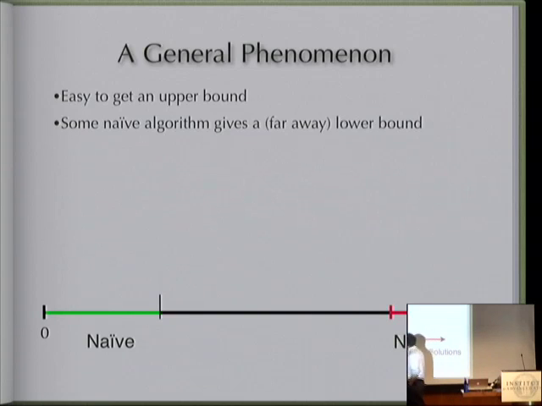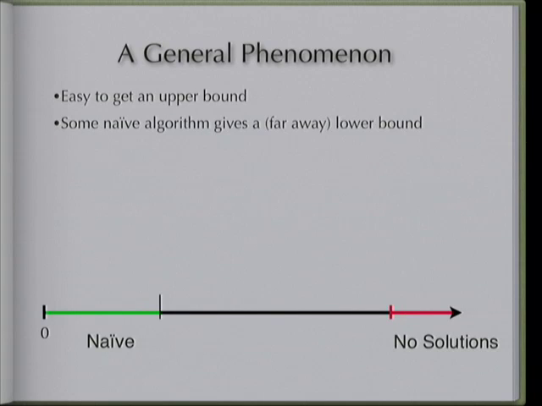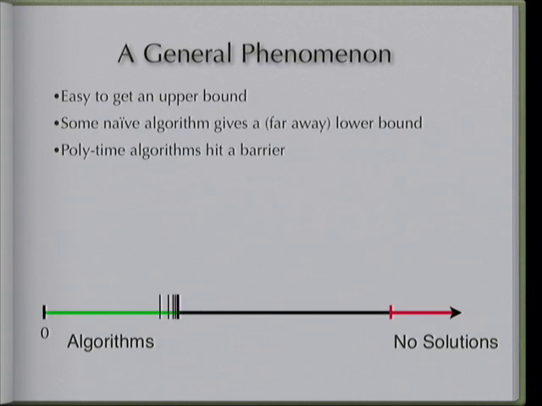Now, similarly to the easy upper bound, one can often analyze some naive algorithm that gives a faraway lower bound. And if you work harder, you can analyze something which is a bit more sophisticated, but in all these cases, it seems that we're hitting some kind of a law of diminishing returns. So the paper gets longer and the improvement gets shorter.